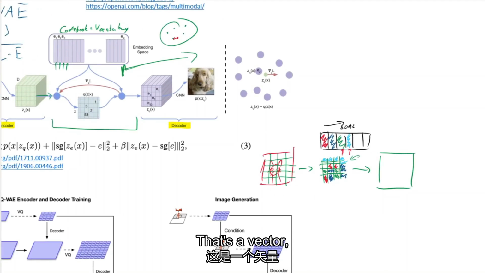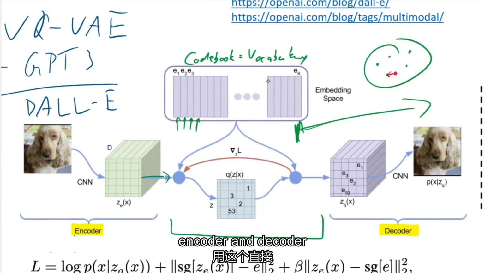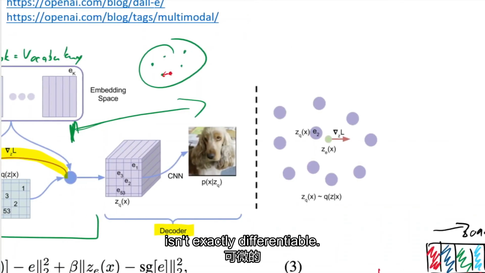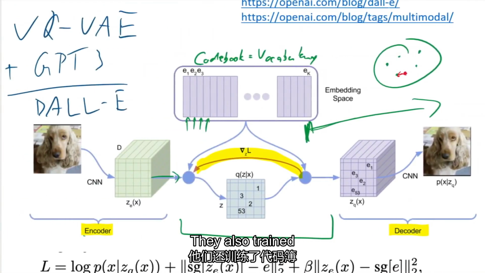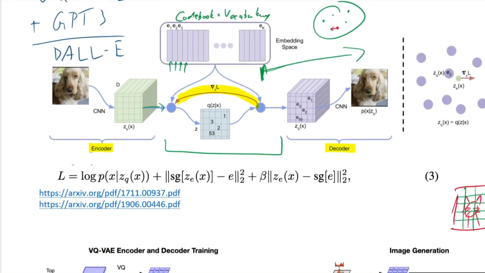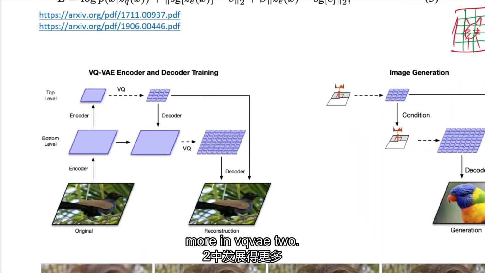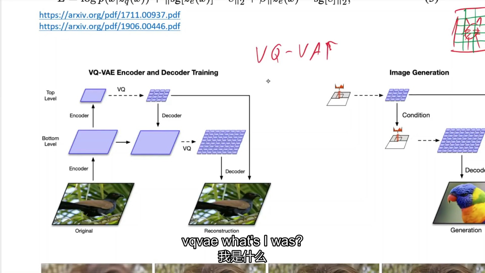So that's a vector quantized VAE, and they train everything at the same time. So they train the encoder and decoder with this straight through estimator, because this nearest neighbor computation isn't exactly differentiable. They also train the codebook to match the outputs of the encoder, so you can train that, or you can just take the exponential average of the encoder outputs, and that's the VQVAE, which is developed more in VQVAE 2. So this is VQVAE 2. I've linked the papers.